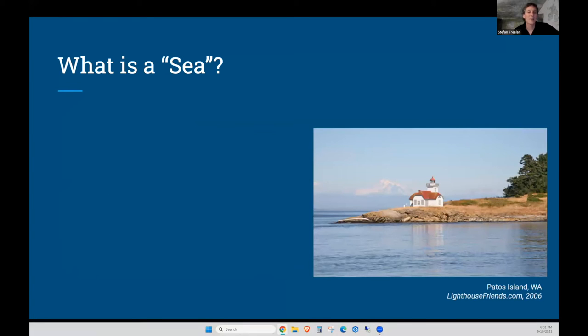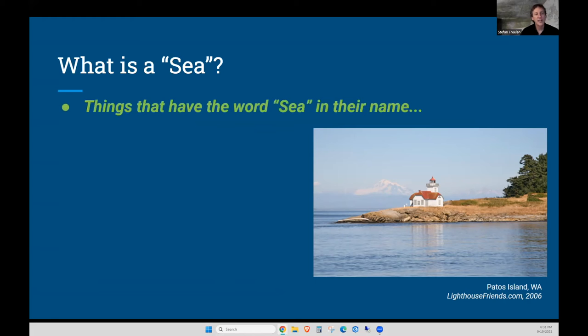I went down this rabbit hole, charting out, looking at other map examples of seas around the world and how big they were, and do they have one inlet or two, and a subsea, blah, blah, blah. How contained does it have to be? And what I really came to in the final analysis of what is a sea or not a sea: things that have the word sea in their name. And that sounds like a little bit of a snarky answer, I know, but it's actually the best definition for what is a sea that I can come up with.